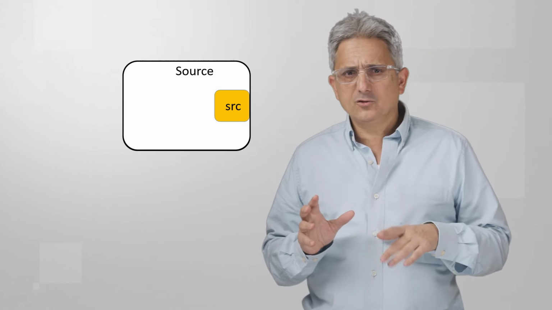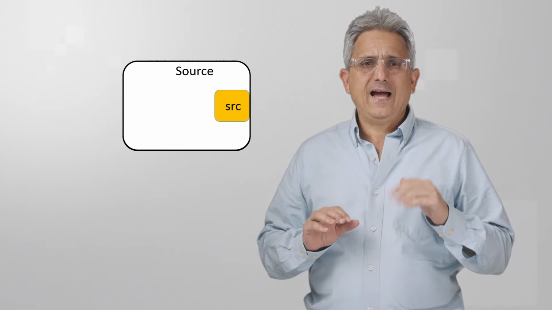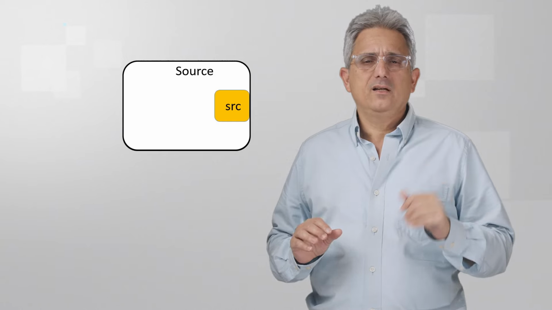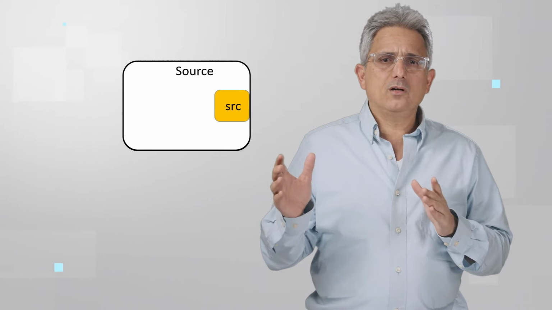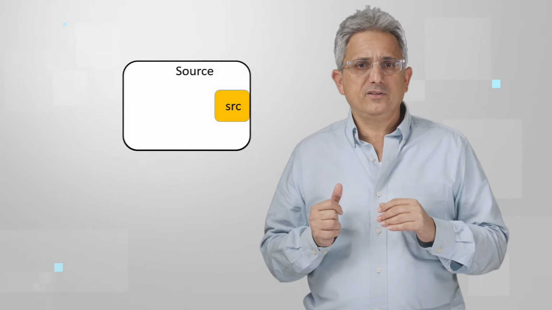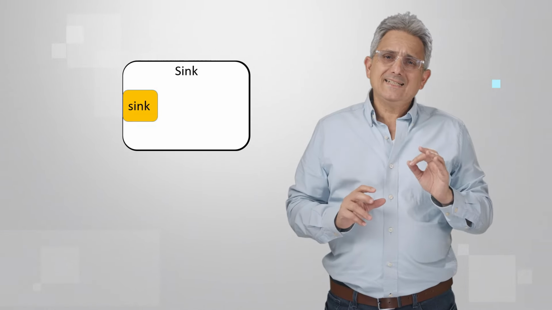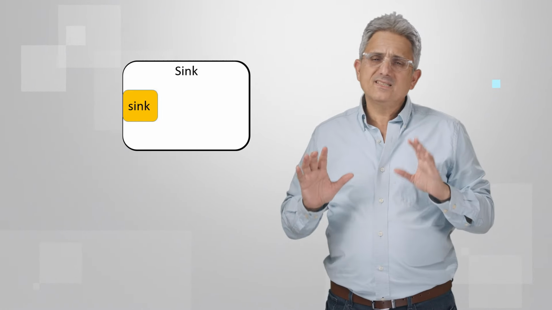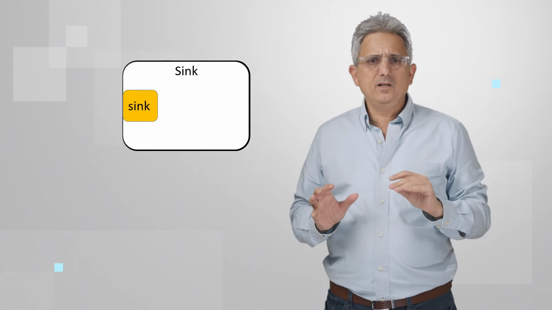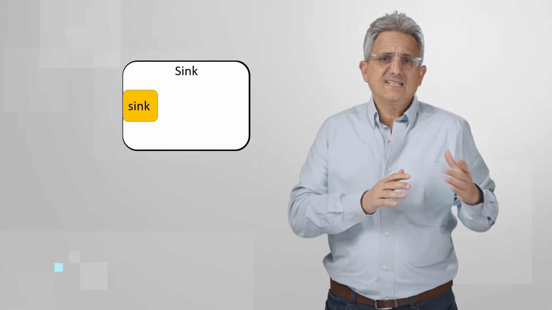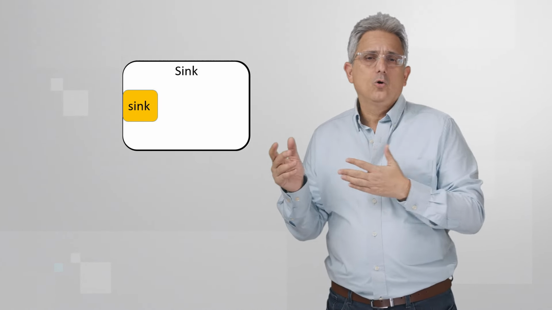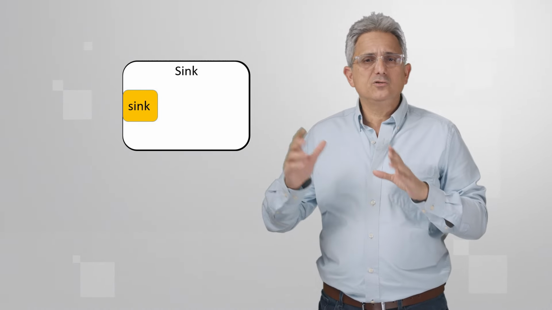There are source elements. They just have a source pad. A source element could be a video or an audio file that you read, a video stream from a camera, or from an RTSP feed. There are also sink elements. They only have a sink pad. A sink element could be a file that you write to, a screen that you present to, or an RTSP feed that you stream to.